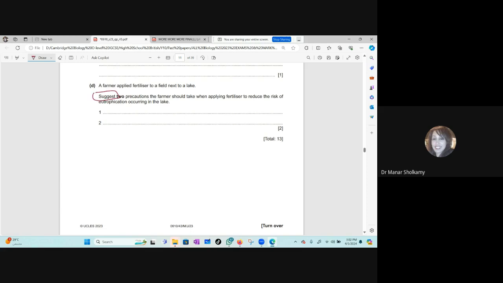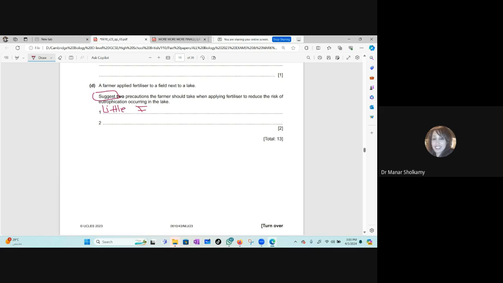He is adding fertilizer, but he wants to be careful because he does not want to cause eutrophication. So what does he do? Does he apply lots of fertilizer or little fertilizer, only what is needed? Little fertilizer. What else? Give me another precaution. Anything that crosses your mind.